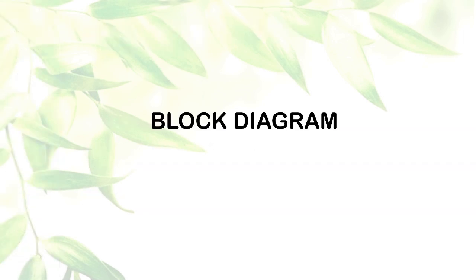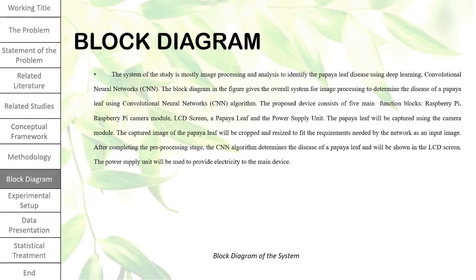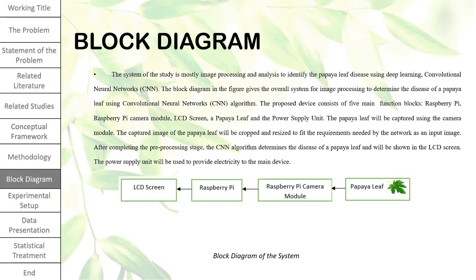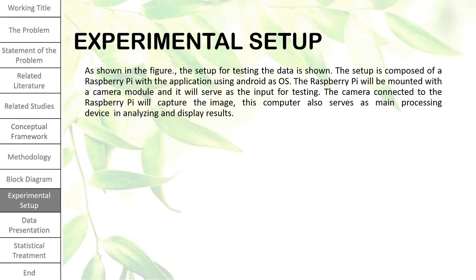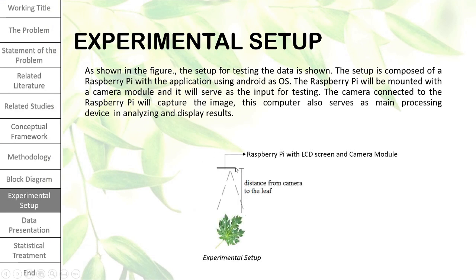For the block diagram of the system, we have the papaya leaf as the input, and we also have three other main blocks, which are the LCD screen, Raspberry Pi, and the camera module, and they will be powered by a power supply unit. For the setup, let's look at the figure closely. This right here is the Raspberry Pi with LCD screen and camera module, and a little bit of distance to capture the papaya leaf image.